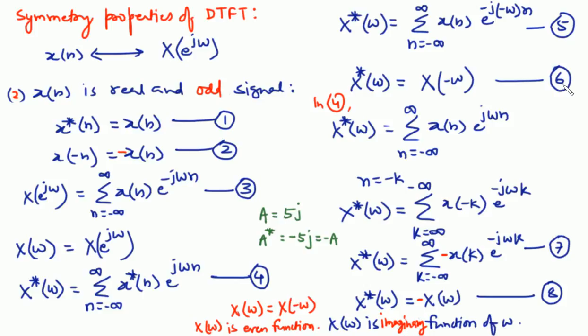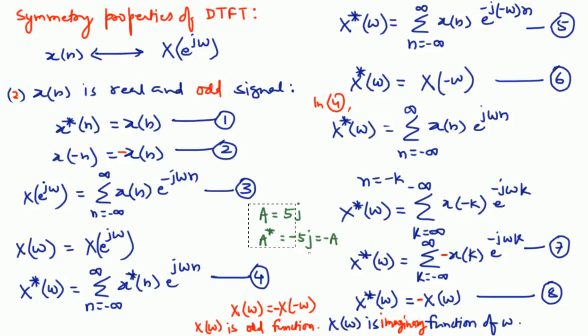X omega is an imaginary function of omega. Now from equations 6 and 7, in fact 6 and 8, from the right hand side, we can write X omega is minus of X of minus omega, or X of minus omega is minus of X omega. It means X omega is an odd function of omega. So if x[n] is real and odd signal in time domain, then its DTFT is imaginary and odd function of frequency, or omega.